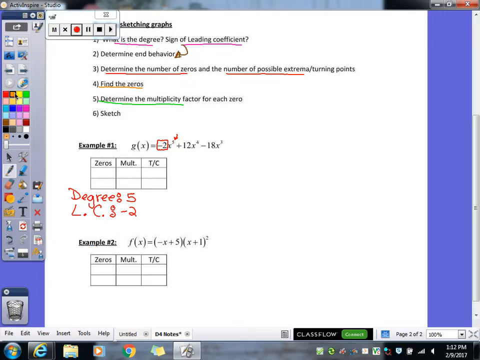So it's an odd degree, which means one end behavior should be up, one should be down. It's a negative leading coefficient, though, so my left side needs to be up and my right side is going to be going down. If it were a positive leading coefficient, it would be the other way: left side down, right side up. That's just something you've got to memorize from our day 3 notes. Because it's odd with a negative leading coefficient, it's left up, right down.